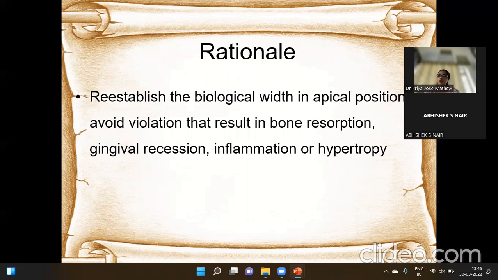What is the rationale of doing this treatment? It is to re-establish the biological width in an apical position to avoid violation that results in bone resorption, gingival recession, inflammation, or hypertrophy of the gingiva.